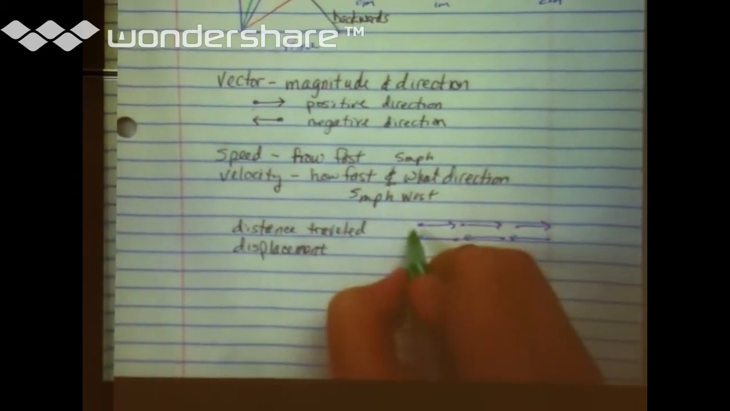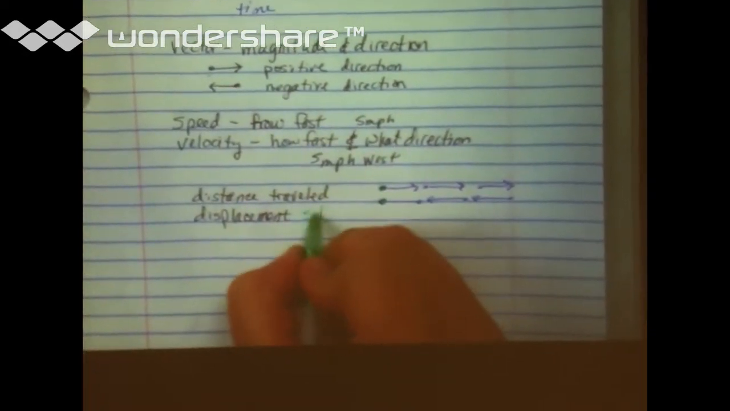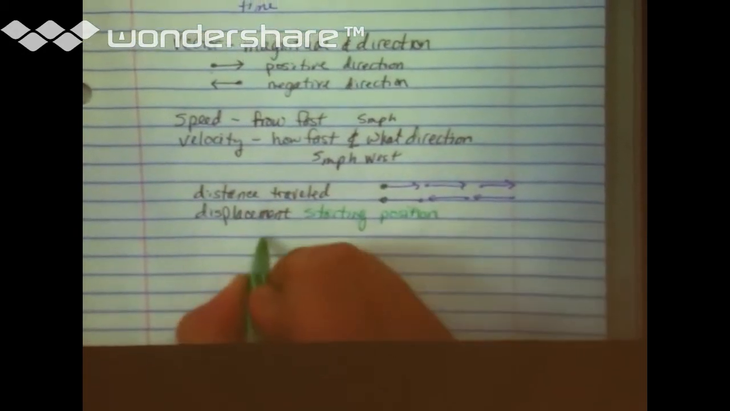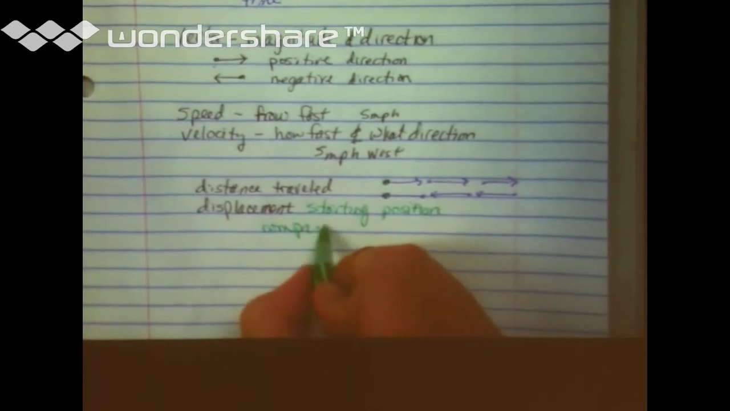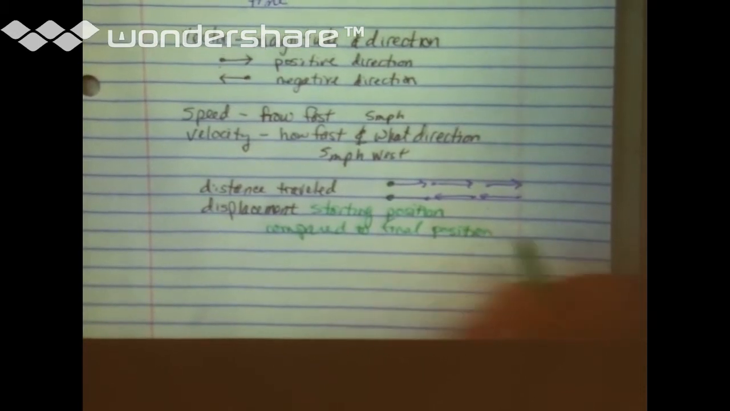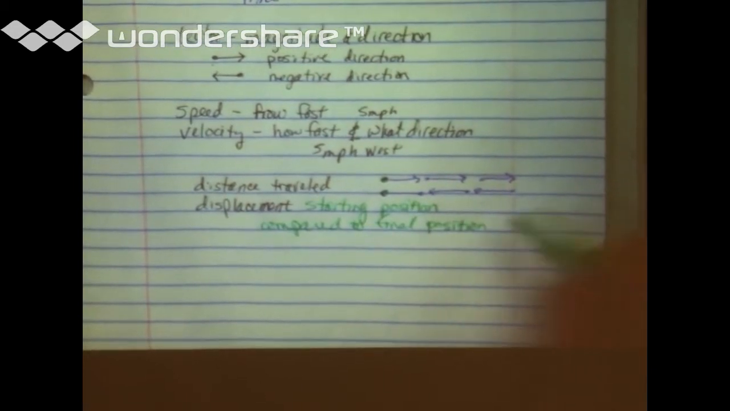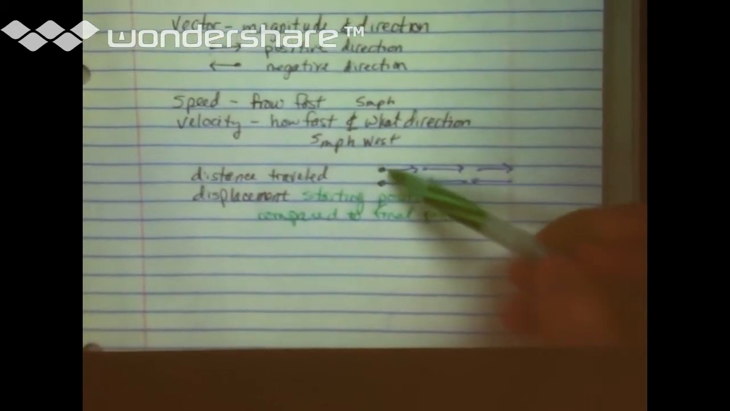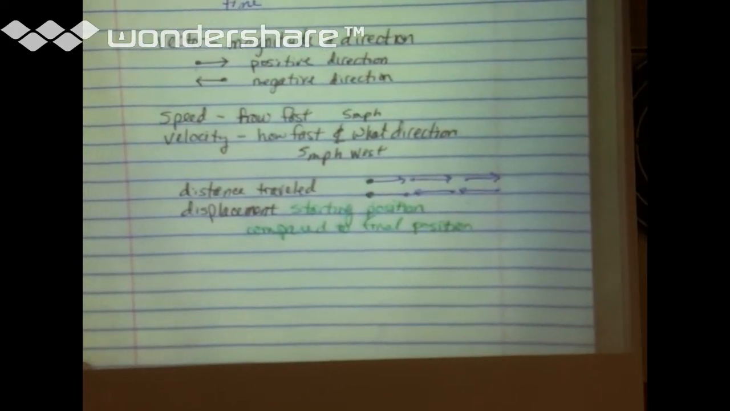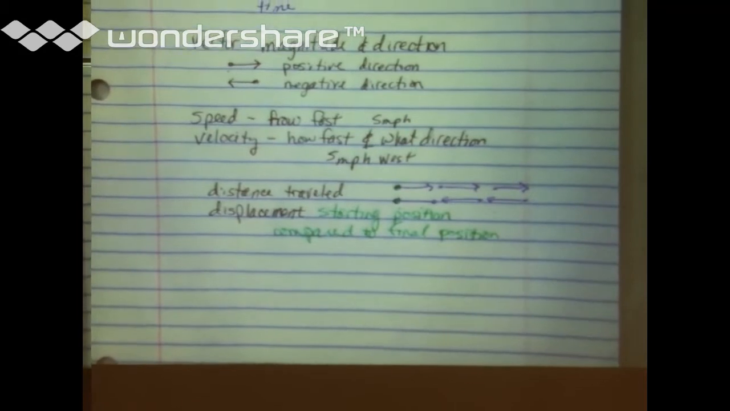But my displacement is where did I start and where did I finish. So displacement is only the starting position compared to the final position. So if I were calculating my speed here, I would need to know my whole distance traveled and my time. But my velocity here is actually 0 because I'm starting and stopping in the same place. So velocity tells us not only what direction, but it tells us the displacement, how far did it go from where it started to where it ended.